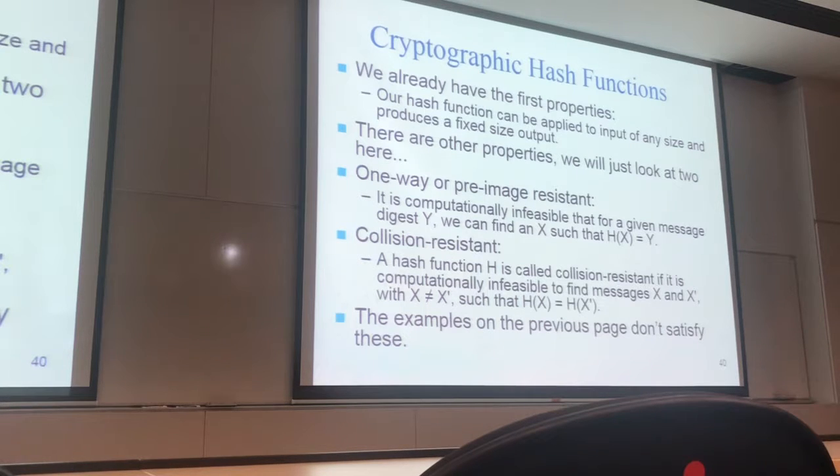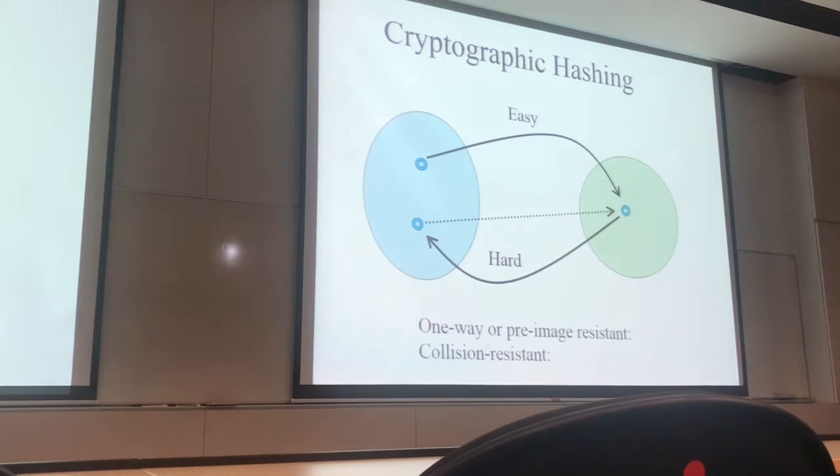SHA-256 is still widely used in, for example, blockchain. In Bitcoin we use SHA-256. So that's the SHA-2. Usually we call it SHA-2. It's the same as SHA-1, but the size of output is longer. So instead of 160 bit, we have 256 bit.